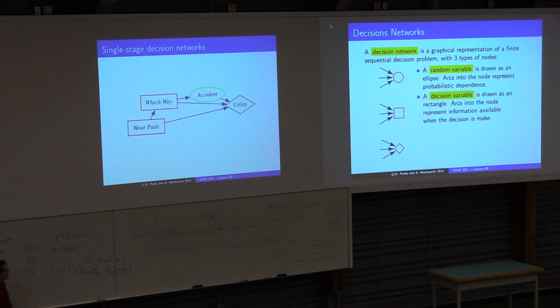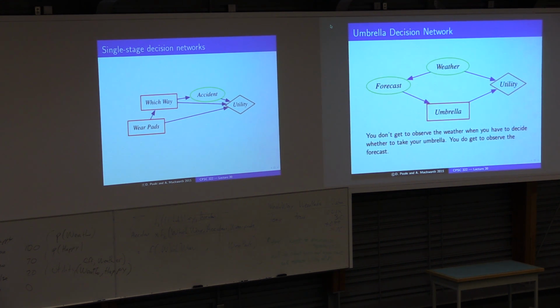But then we also have decision variables that the agent gets to choose the value for. This is drawn as a rectangle, and arcs into this represent the information that's available when the decision's made. So arcs into here say, when I'm making this particular decision, here's what information I'll have available. And the utility is drawn as a diamond, and the arcs into the node represent the variables the utility depends on. Okay, so there's the three nodes.